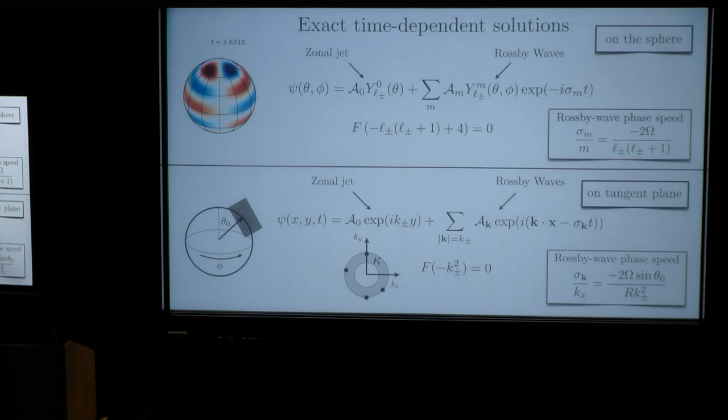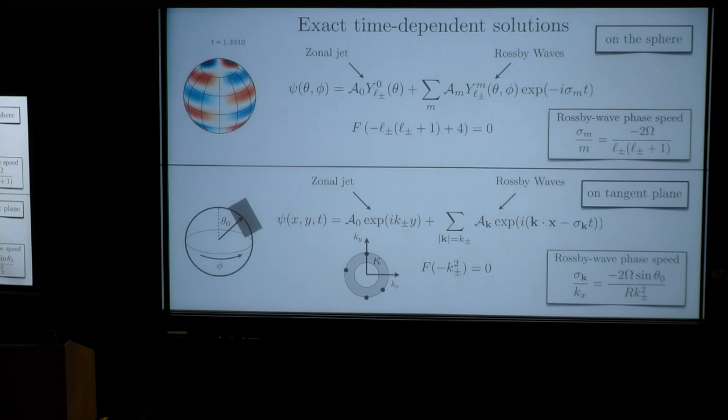And again, the idea is similar, which is that you can think about these L plus and L minus modes on the sphere, and K plus and K minus on a tangent plane, because then you can deal with Fourier modes. Have them be the roots of your polynomial dispersion relation, and then also have these azimuthal modes, which are Rossby waves, so that they have a particular phase speed.